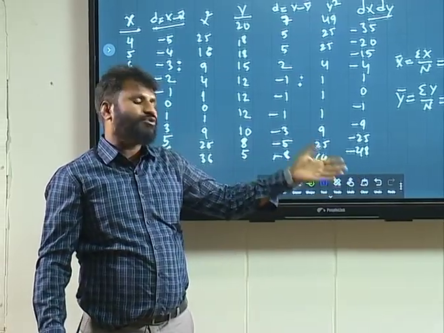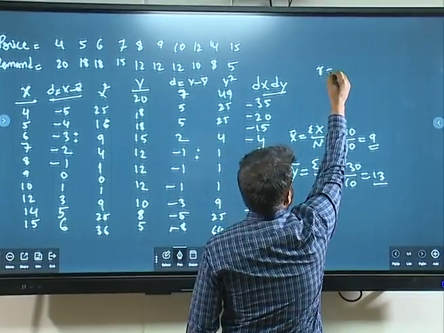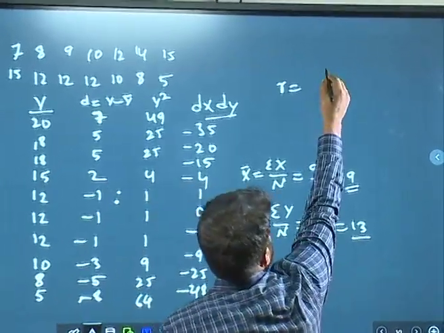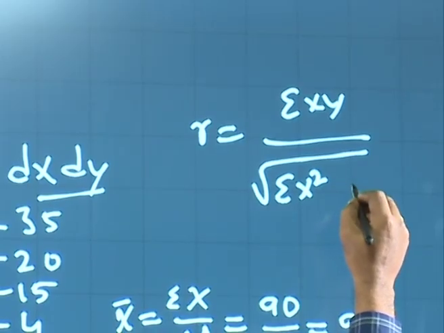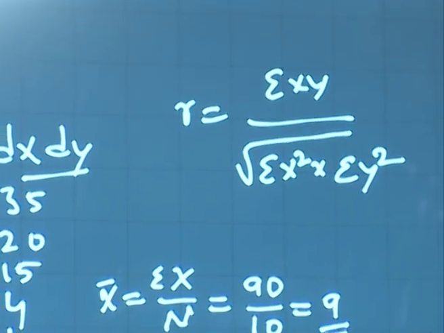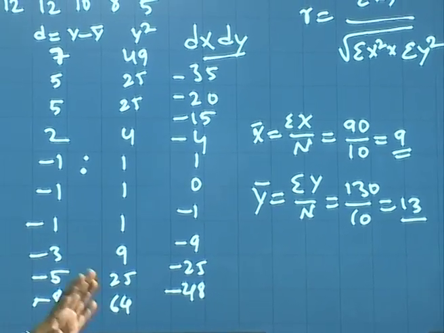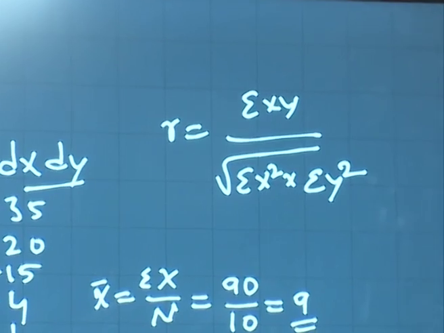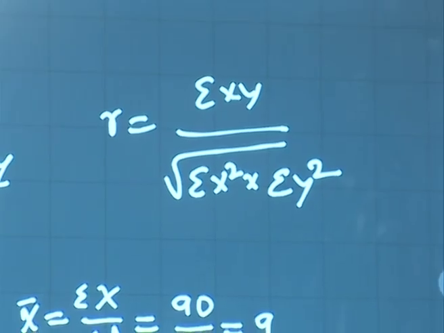Then you have to substitute in the formula. The formula is r is equal to sigma xy divided by the root of sigma x square and sigma y square. After calculating these values, we substitute them in the formula. To calculate the Pearson correlation, we use the formula r is equal to sigma xy divided by the root of sigma x square into sigma y square. Then we can calculate the r value.